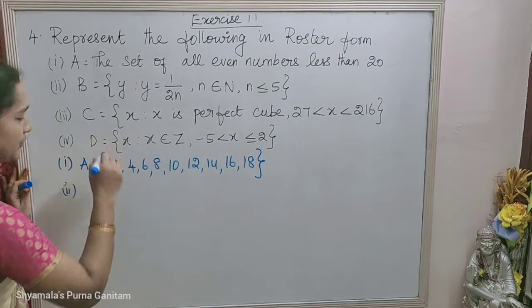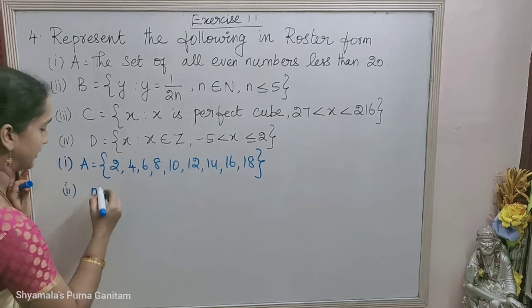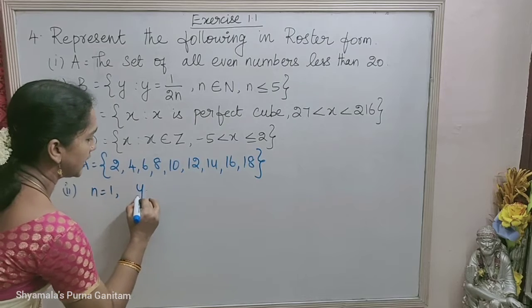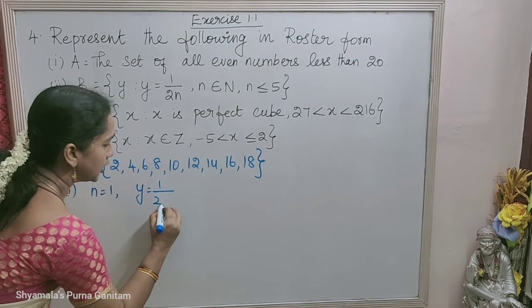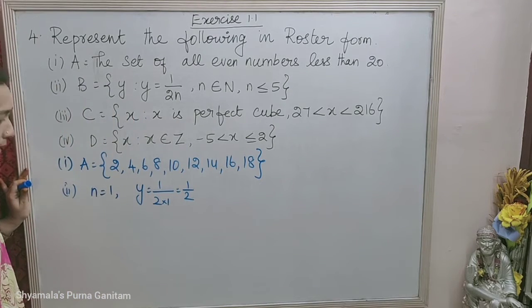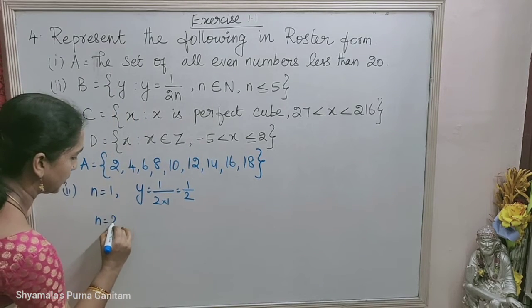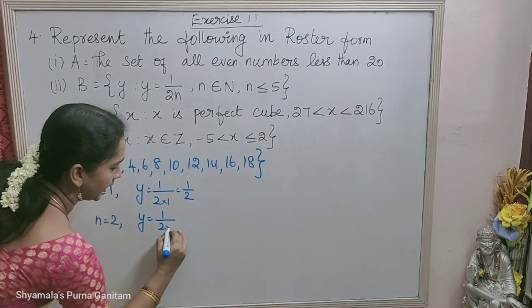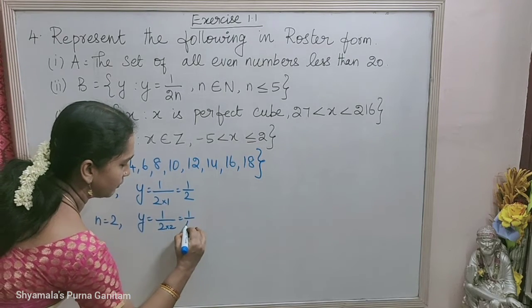So, first we will find out the values. n is equal to 1. So, y is equal to 1 by 2 into 1, which is 1 by 2. So, the first element is 1 by 2. Then n is equal to 2. So, y is equal to 1 by 2 into 2, so that is 1 by 4.